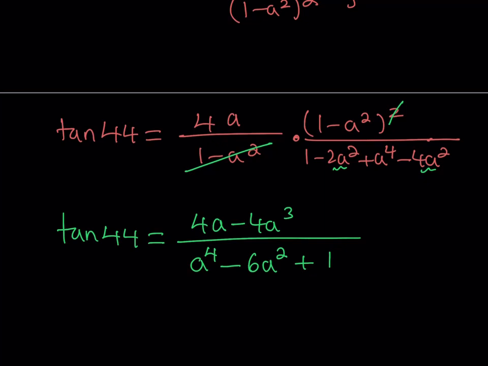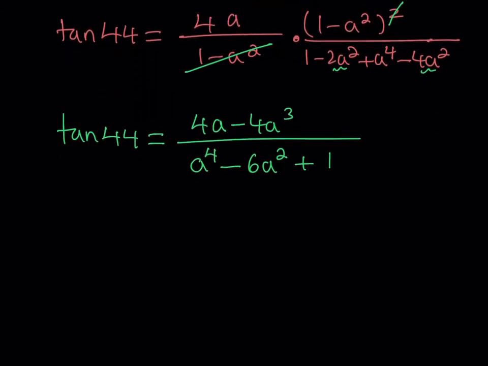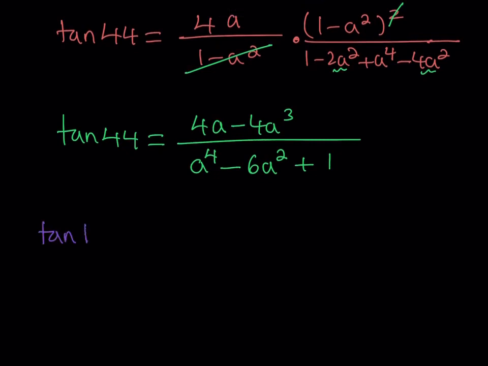But why did we get to 44? We do need tangent 1. Here's the trick. 44 plus 1 is equal to 45. That's the trick. Okay, so let's go ahead and proceed. What am I going to do? Well, I'm just going to write the tangent 1 as tangent 45 minus 44. And as you know, this is the difference formula for tangent.